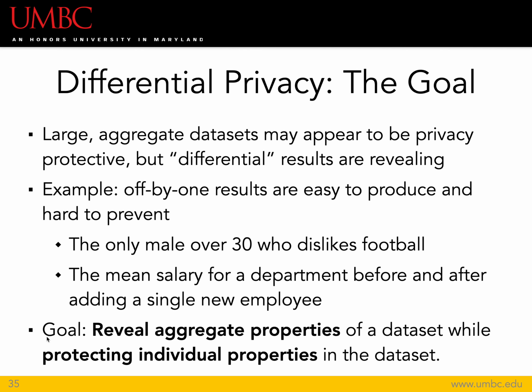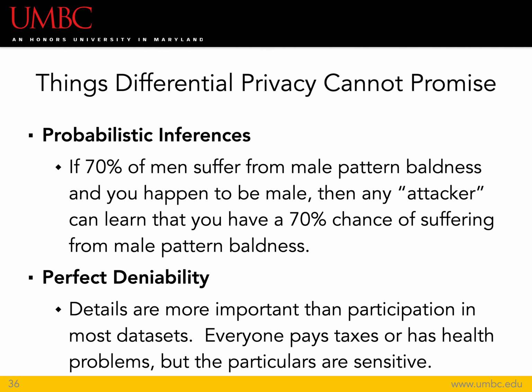So differential privacy is a technique for revealing aggregate properties of this data set while still protecting those individual properties in the data set. And I'm going to go through a really high-level overview of how this works, but first I want to show you some things that it cannot promise, right?